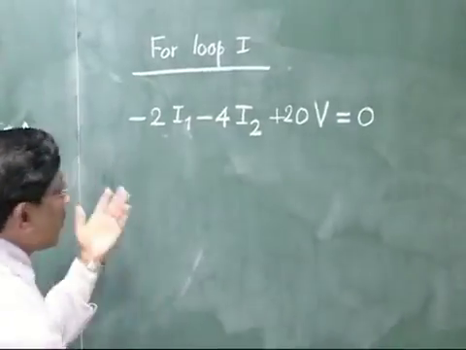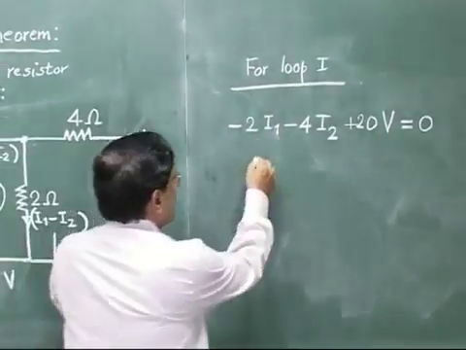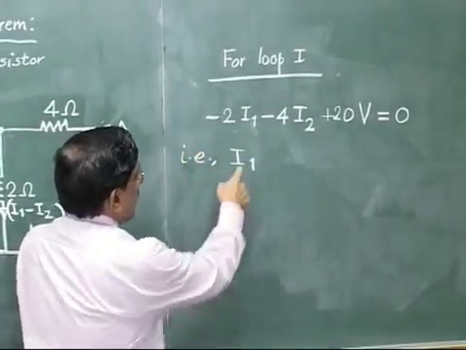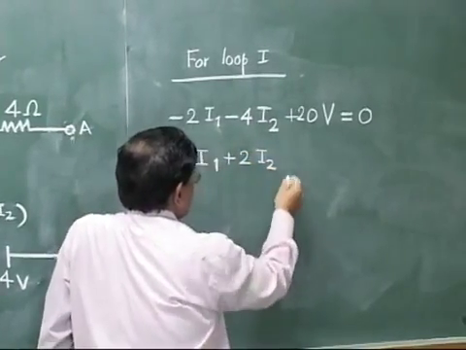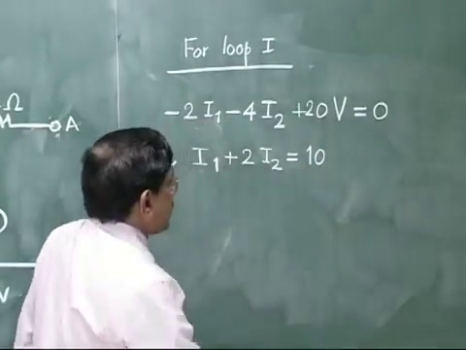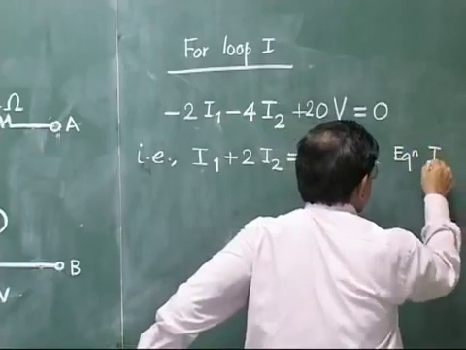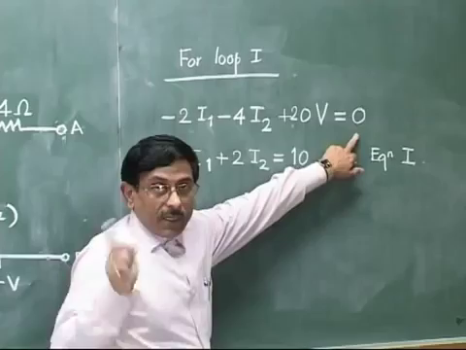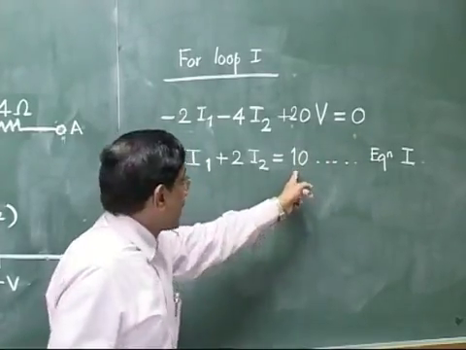Now just make it a simpler one. If we divide by minus 2, it will be I1 plus 2I2 equal to 10. This I call as equation 1. Because 20 I take to the other side, it becomes minus 20, and when we divide all the terms by minus 2, it will become 10 on the right hand side.